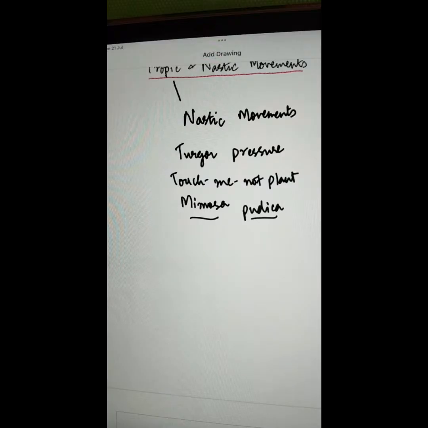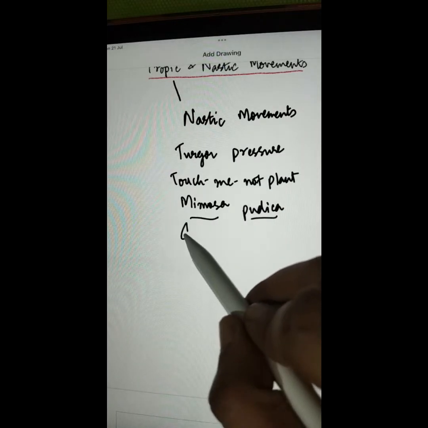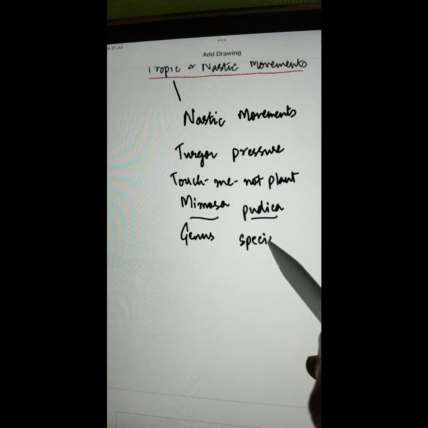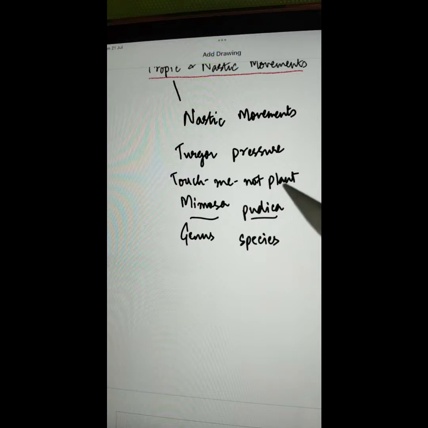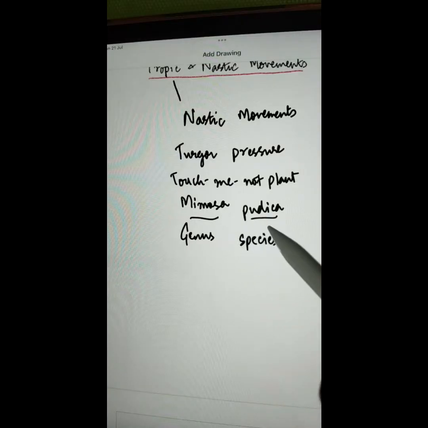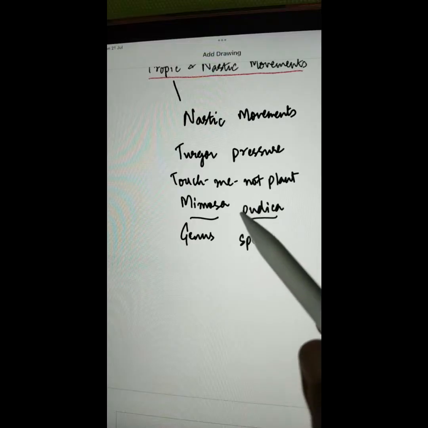Dear students, this is Control and Coordination, Class 10. So in Mimosa pudica, this is the scientific name. The first name is the genus name and the second name is the species name. While writing scientific names, the first name is genus and the second name is species. Hi, to the ones who have just joined now.